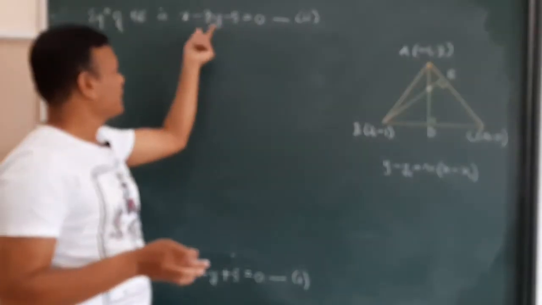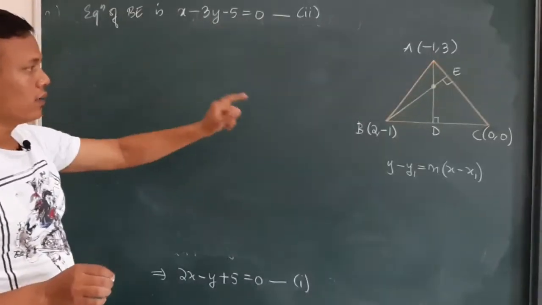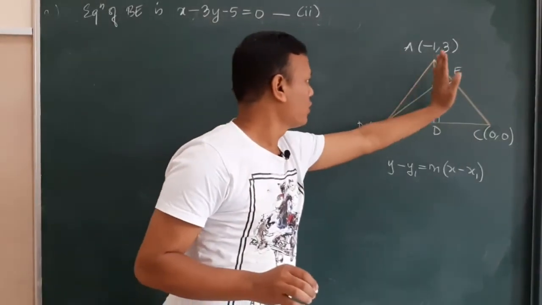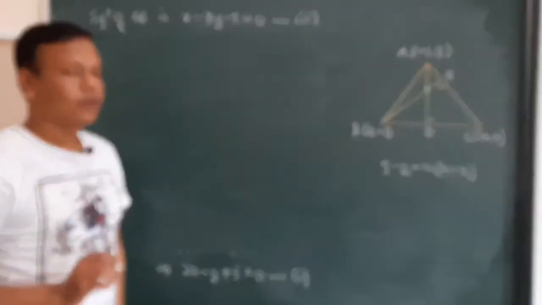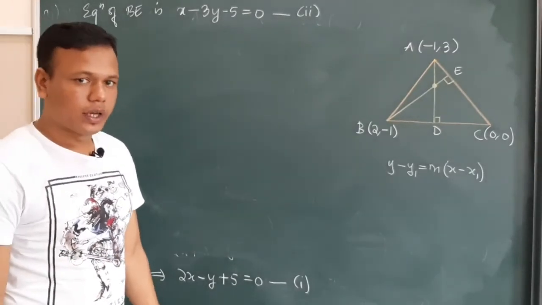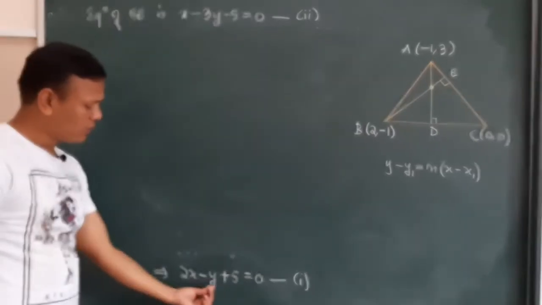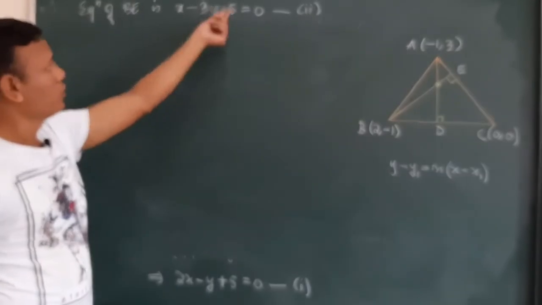You have to get x minus 3y minus 5 equals to 0. Let me call this equation 2. Now we found the equation of BE, we found the equation of AD. Now we need to find their point of intersection, and that will be your orthocenter for this particular triangle, isn't it? So we have A1, B1, C1, A2, B2, C2.